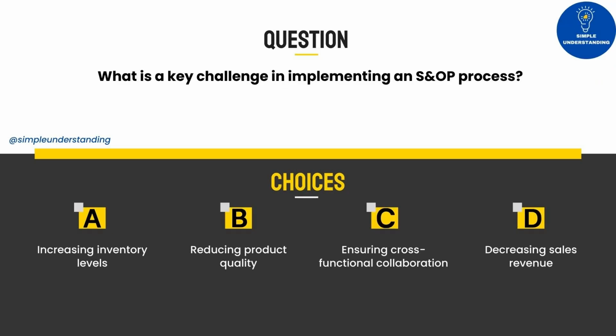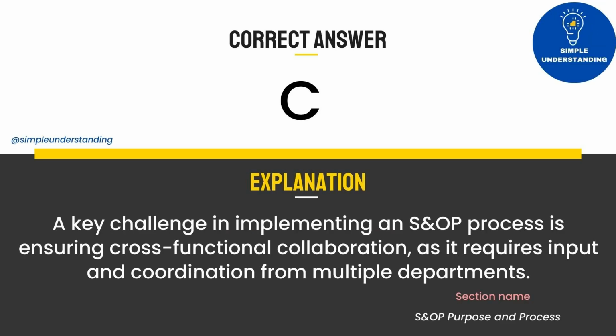10. What is a key challenge in implementing an S&OP process? A. Increasing inventory levels. B. Reducing product quality. C. Ensuring cross-functional collaboration. D. Decreasing sales revenue. Correct answer: C. Explanation. A key challenge in implementing an S&OP process is ensuring cross-functional collaboration, as it requires input and coordination from multiple departments.